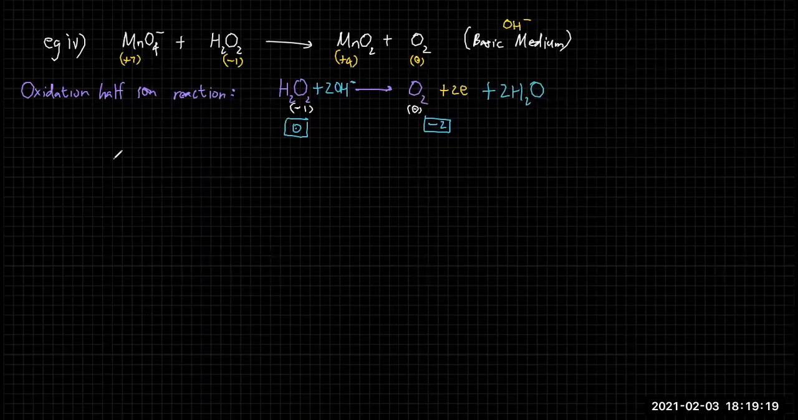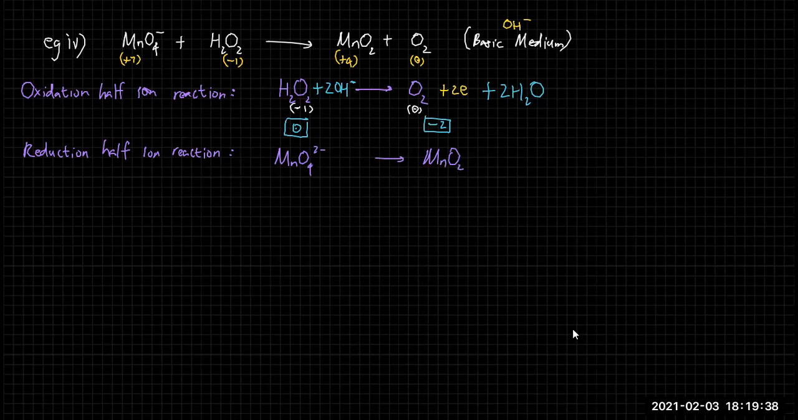Yeah, then the next step is going to be the reduction half ion reaction. Talking about the reduction half ion reaction, permanganate is getting reduced to MnO2. Permanganate is at +7 oxidation state. MnO2 is at +4 oxidation state. So you can notice manganese, only one manganese atom has gained 3 electrons. That's why the oxidation number has reduced by 3.